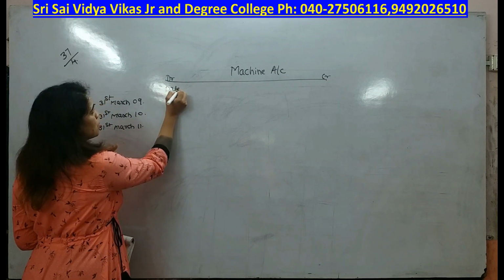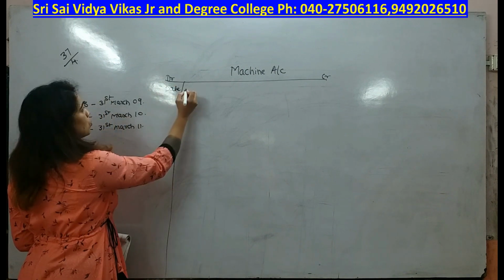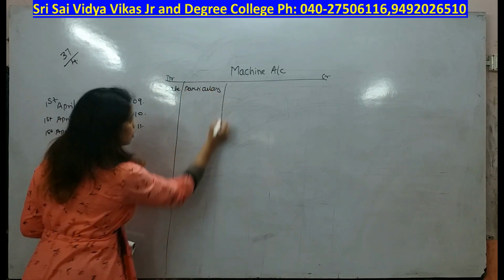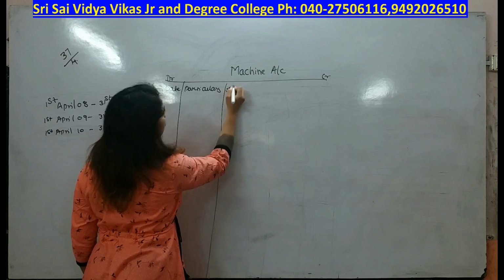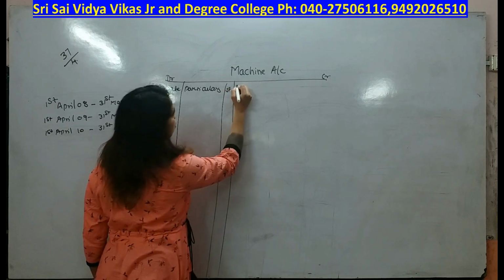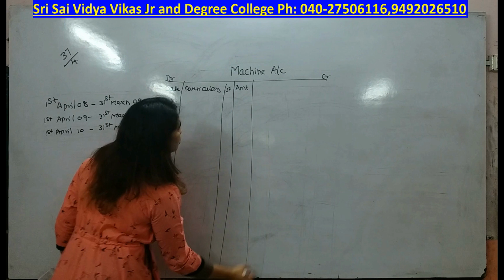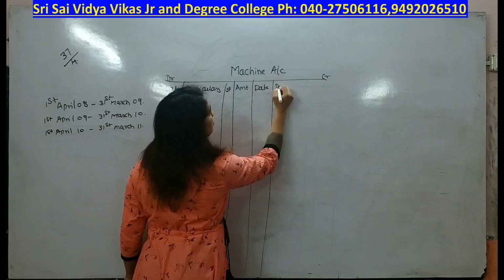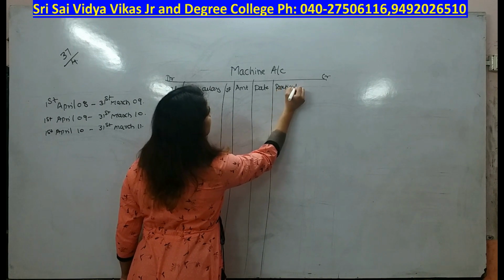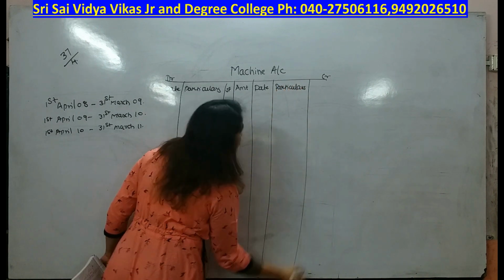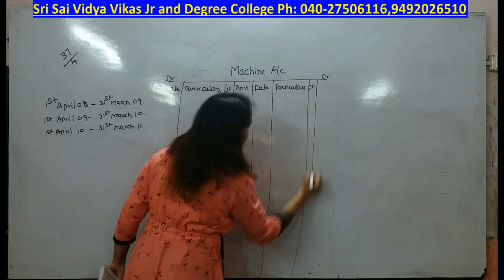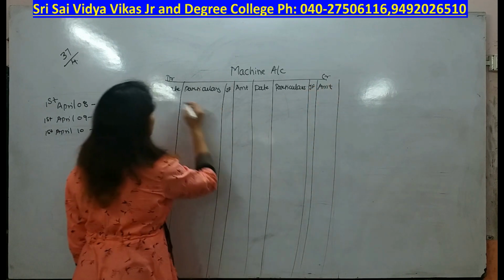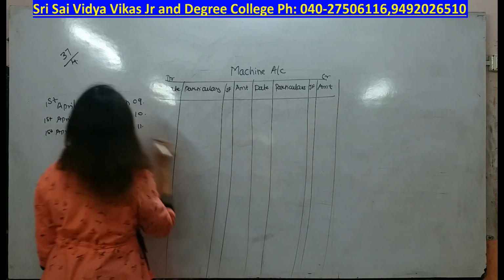Debit side, our first column will be of date. Second column will be of particulars. Because this is a ledger, we are going to write JF, that is a journal folio, and amount. Again here I will write date, particulars, JF and amount. Our format is ready. Now let's start the sum.